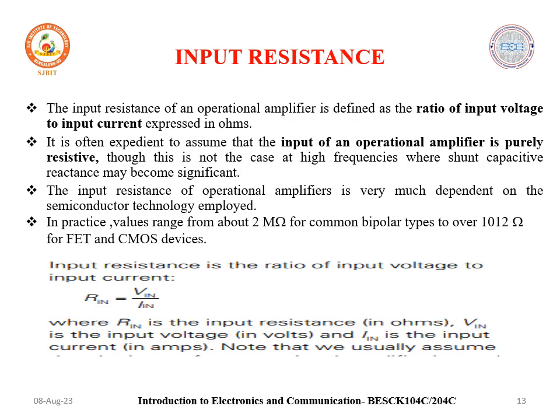Next parameter is input resistance. The input resistance of an operational amplifier is defined as the ratio of input voltage to the input current, expressed in ohms. Rin is equal to V in divided by I in. You know Ohm's law, V is directly proportional to I, so V is equal to I into R, with that R is equal to V by I. So input resistance is the ratio of input voltage to input current.